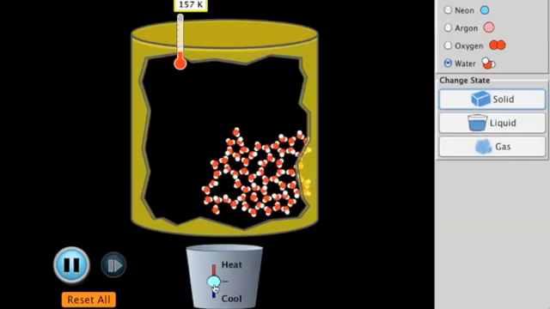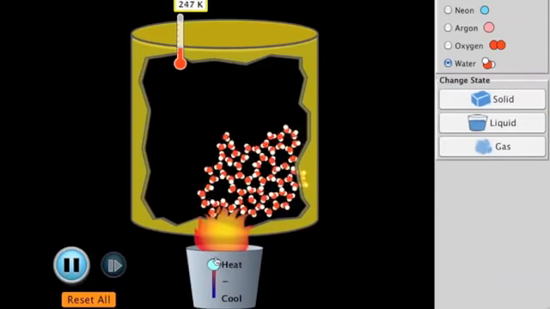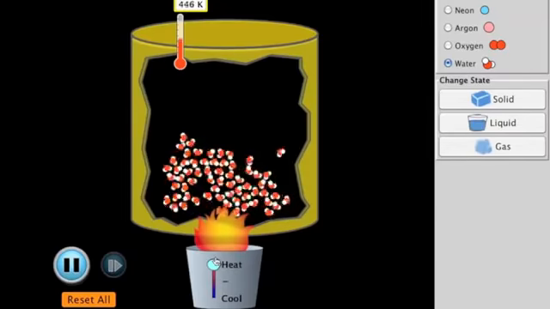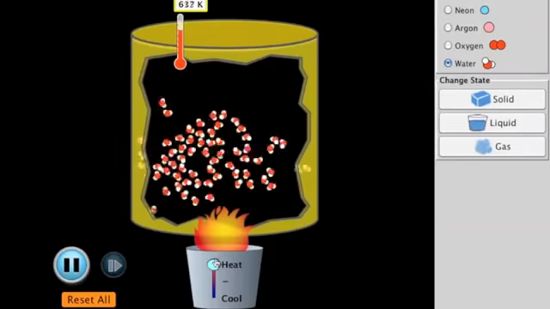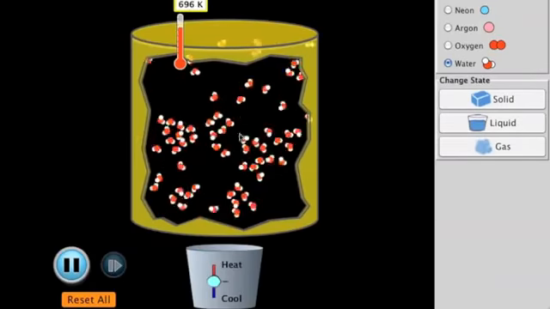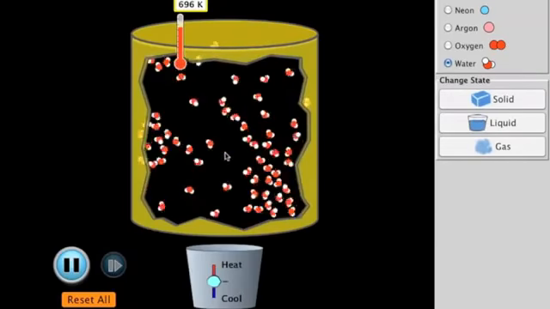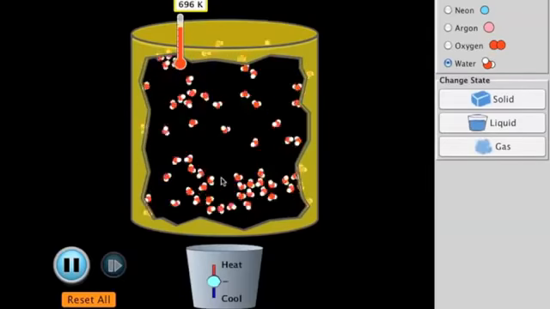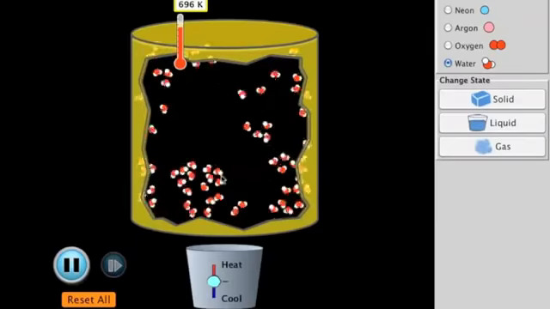So what is kinetic theory of matter? Well, if we apply heat to this situation, we can see that the particles start to move faster and faster. Basically what's happening is the particles are gaining energy. So each of these molecules gains energy, they gain kinetic energy, and they go faster. That's simply it. That's the kinetic theory of matter, that when the particles gain energy, they move faster.